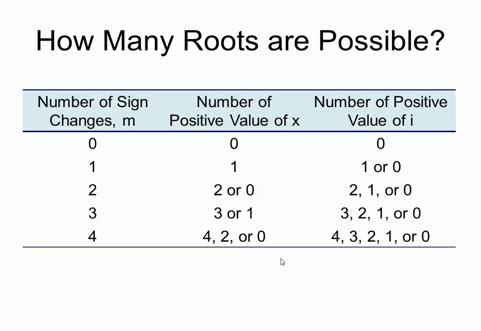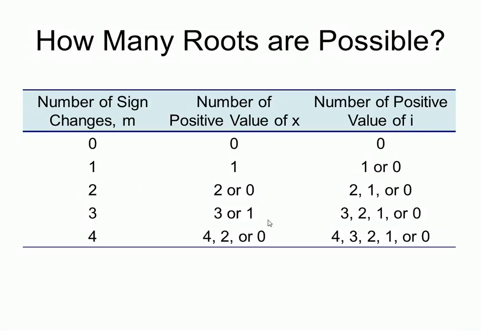Of course, we keep in mind that it's positive because interest rate is always positive. Number of sign changes: for 0, as you can see, if you plug the 0 in, we would get 0. For 1, it would be either 1 or 0 number of positive values. For 2, we could have 2 or 0 number of positive values of x, and therefore we would have either 2, 1, or 0 as number of positive values of i.